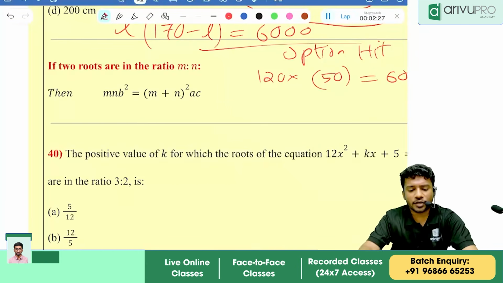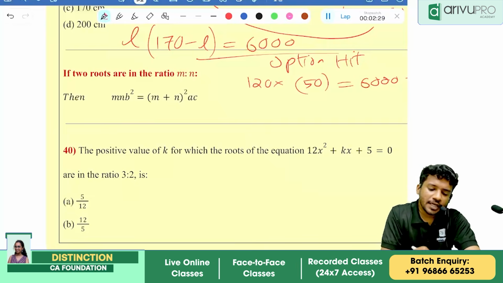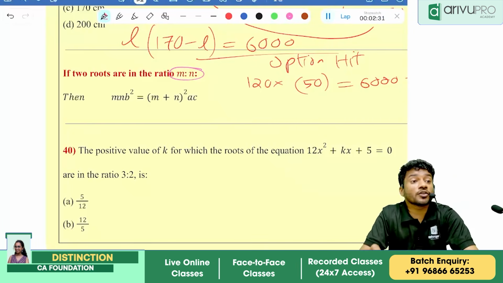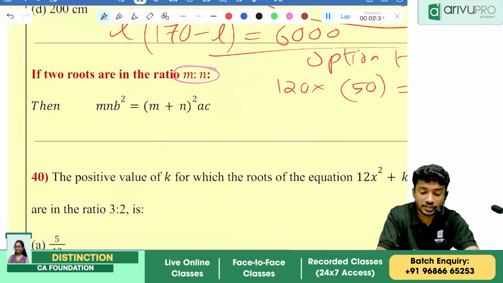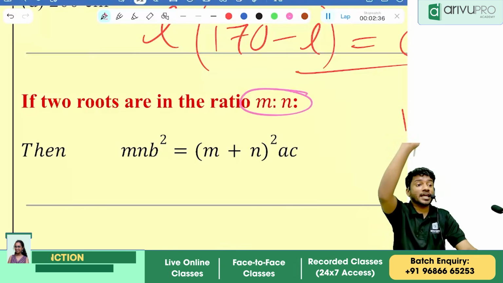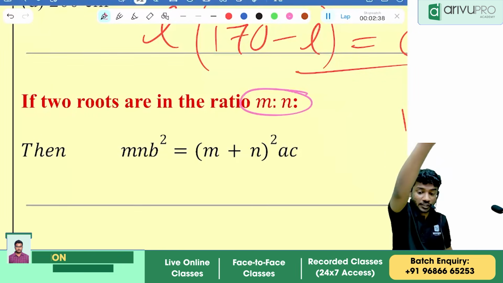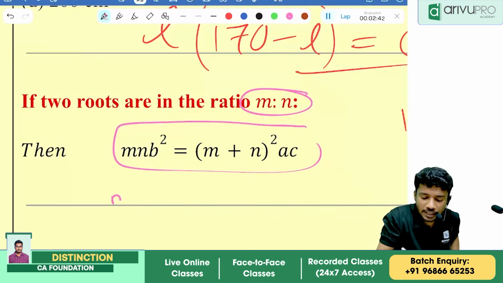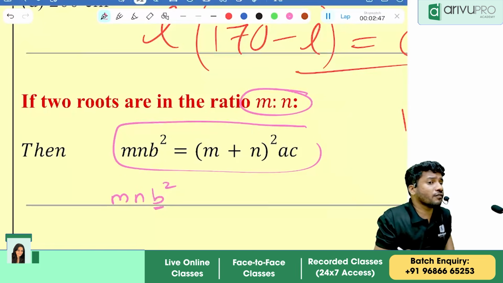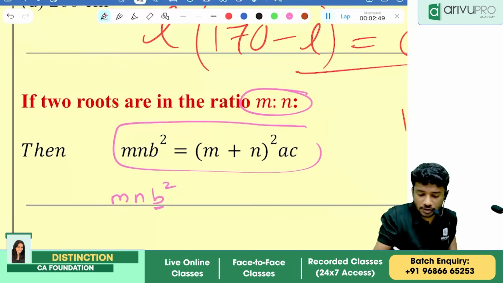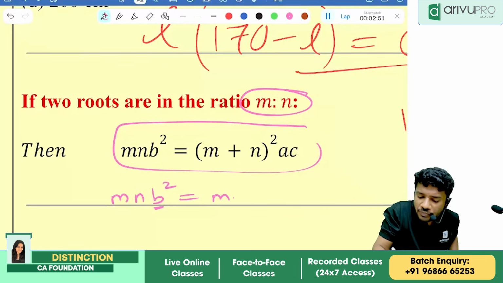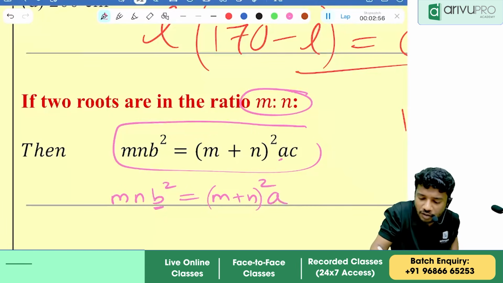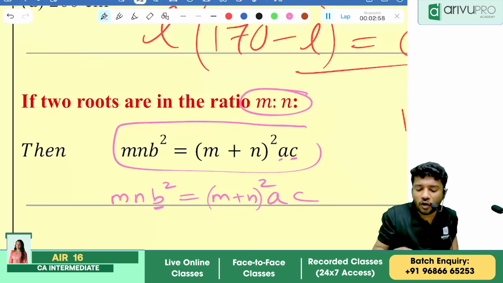Next one. Another shortcut, people. Have a look over here. If two roots are in the ratio m is to n, they will give the ratio of the roots. Then we can use a shortcut called mn B square is equal to (m plus n) the whole square into A C. What is B? Coefficient of x. What is A? Coefficient of x square. What is C? Constant term.